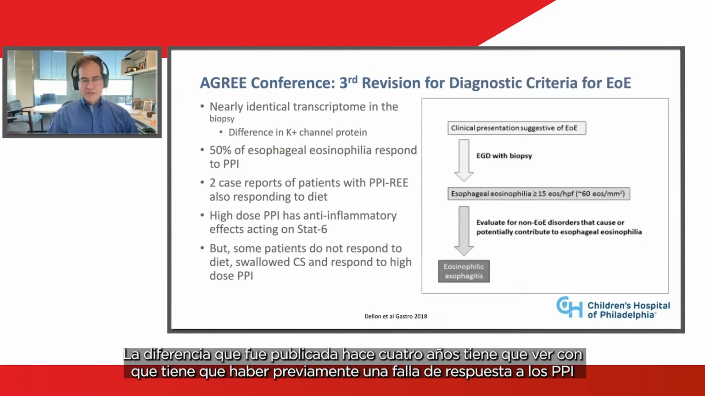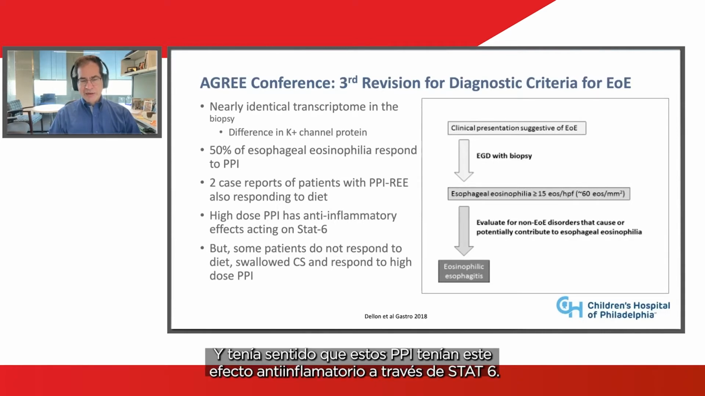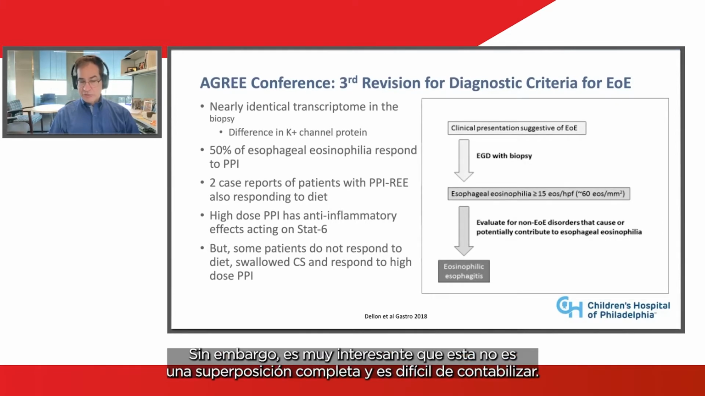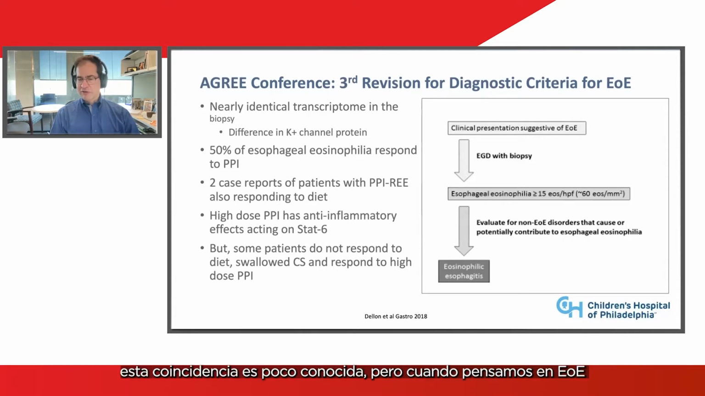The one difference, which was published 4 years ago now, was that we used to have this issue that you had to fail a PPI, or proton pump inhibitor, beforehand. And it was found that PPIs have an anti-inflammatory effect working on STAT6, and patients were found to respond to PPI and diet. So there was this overlap. But interestingly, it's not a complete overlap, and it's a little hard to tell, because we definitely see patients who fail diet and fail swallowed steroids and respond to a high-dose PPI. So how completely the two overlapping circles overlap is, I think, still unknown.